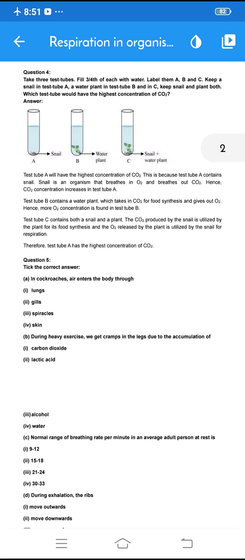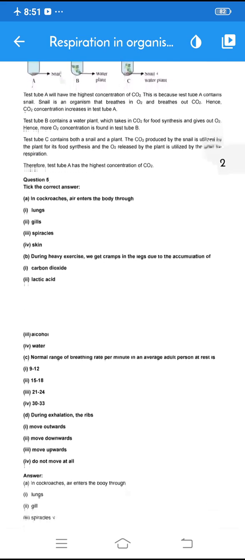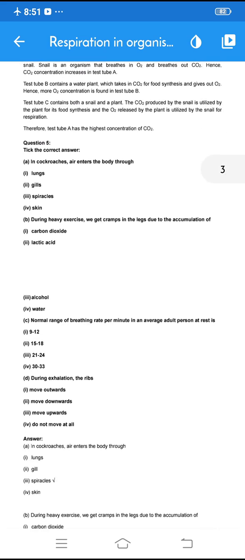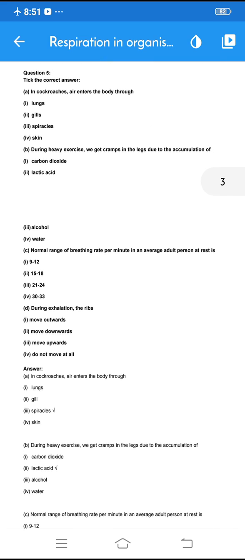Let me go for question number 5 now. Tick the correct answer. Let's go for the multiple choice questions. First question: in cockroaches, air enters the body through lungs, gills, spiracles, or skin. In cockroaches, the air enters the body through the parts on the side of its body, some openings that we call spiracles. Keep it in mind, spiracles.